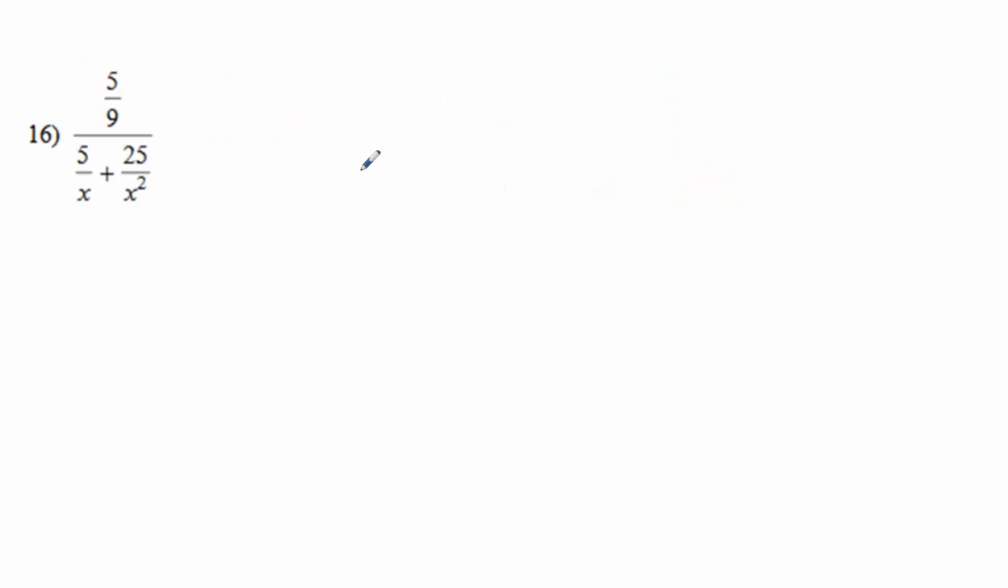16 is a similar problem, except now the two fractions are on the bottom. So those are the ones we want to get together. We could make our common denominator be x cubed, but hopefully you can see that, oh, I just need to multiply this by x and I'll get x squared for my common denominator. So I have to do that on top and bottom. So I get 5x plus 25.